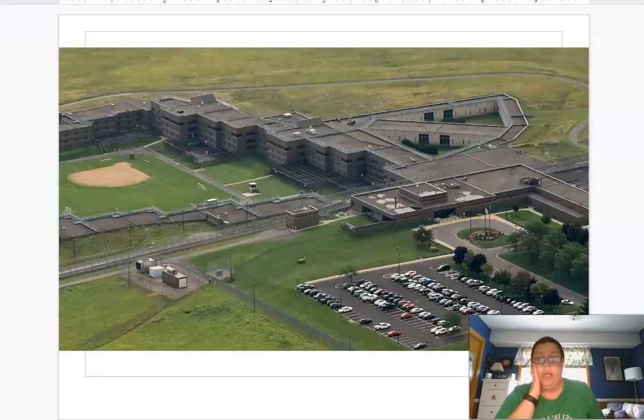Here's a better picture of Oak Park Heights where you can actually see it is built down. These are what we would consider our worst offenders. We covered Byron Smith, and he is housed here.